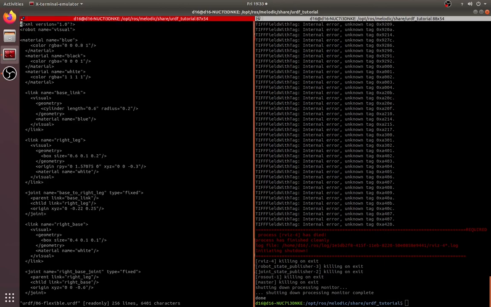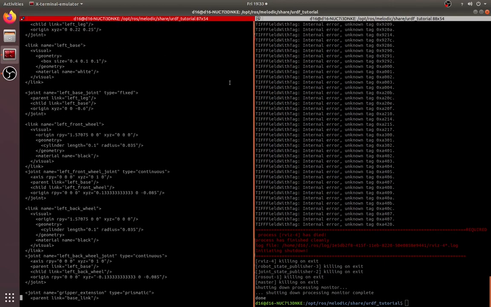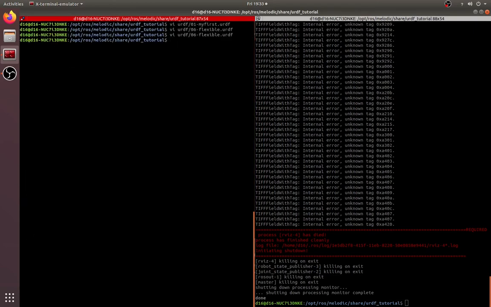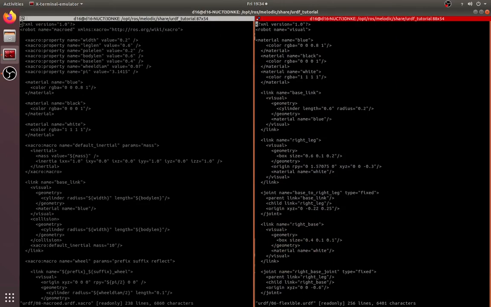Next, XACRO. XACRO is a macro language, and it can be used to simplify URDF files, which, as seen in the previous example, can get a bit long, and to overcome some of the limitations of URDF. Where properties act as constants, for example, in the R2D2 file, XACRO allows info for the geometries of the base link, which are repeated twice in the original file, to be replaced.